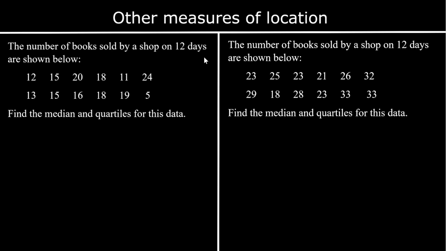The first question here, the number of books sold by a shop on 12 days are shown below. Find the median and the quartiles for this data. So when we have just a list of numbers, we can just write them in order and then find the middle for the median. And then once we've split it into two halves, go halfway through the lower half for the lower quartile and halfway through the upper half for the upper quartile.